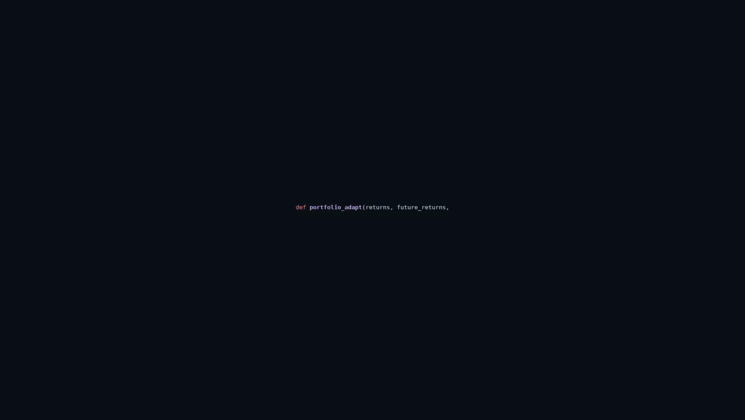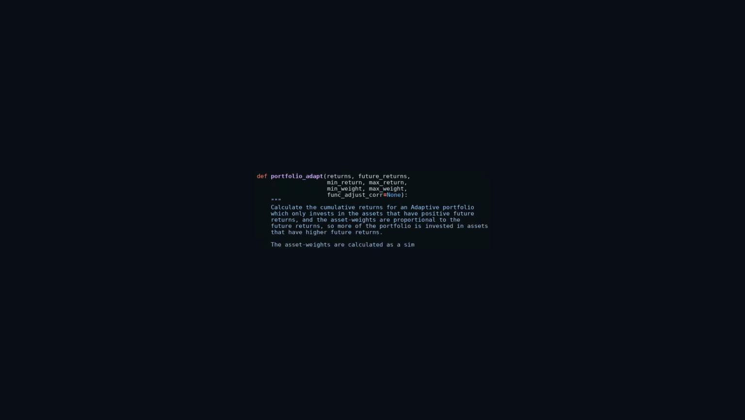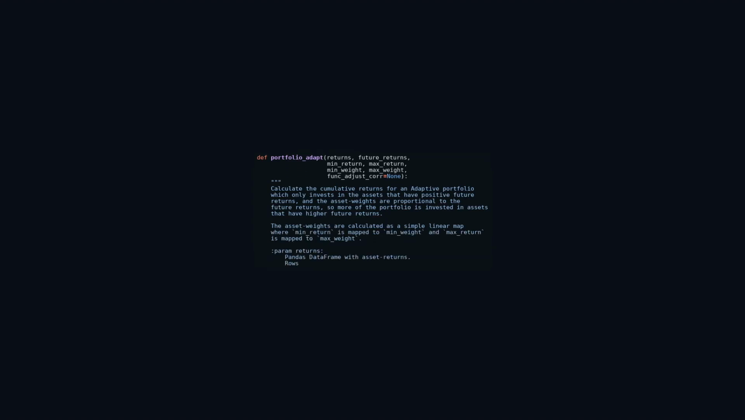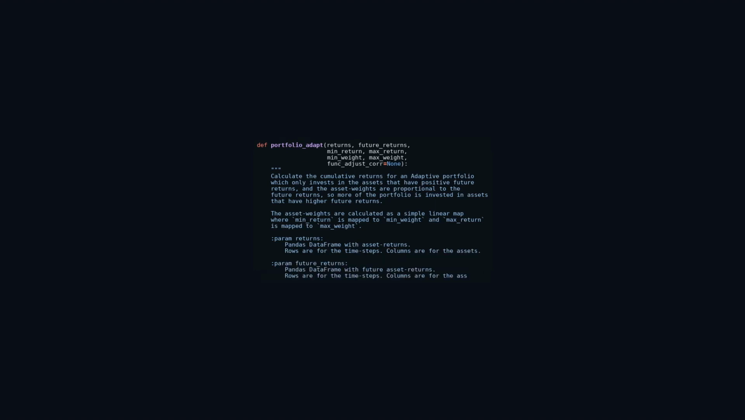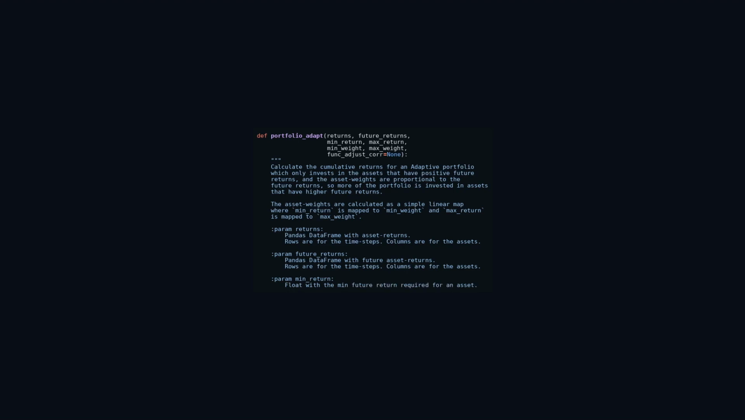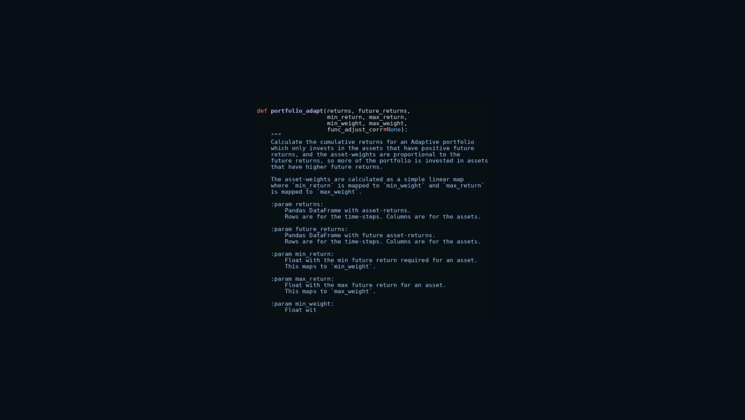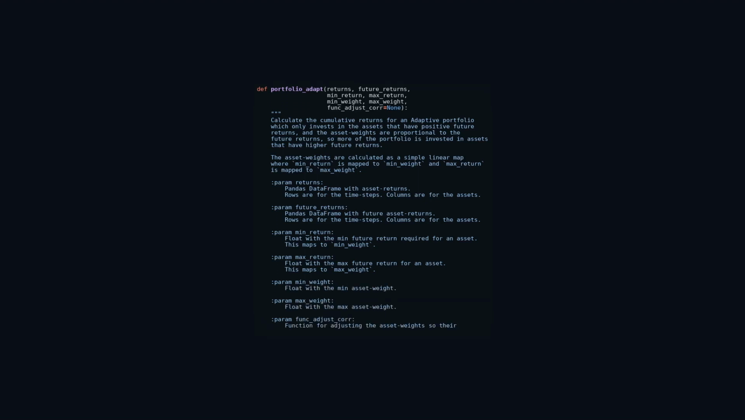The function portfolio_adapt calculates the cumulative returns for an adaptive portfolio by leveraging historical returns, future return expectations, and asset weight limits. It begins by mapping future returns to asset weights through a linear mapping based on provided thresholds and weight limits. If a correlation adjustment function is provided, the function adjusts the asset weights to minimize their correlation. The asset weights are then clipped to their upper limit and normalized to ensure they sum up to 1. Ultimately, the function calculates the cumulative portfolio returns based on these weighted returns and cash holdings.